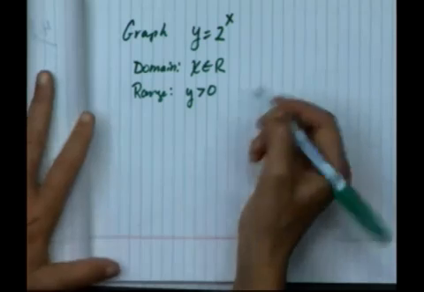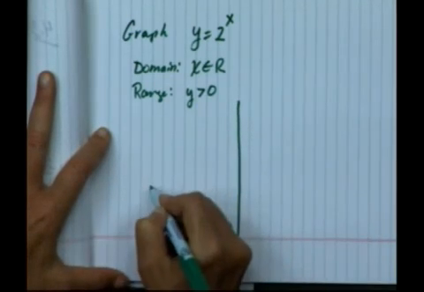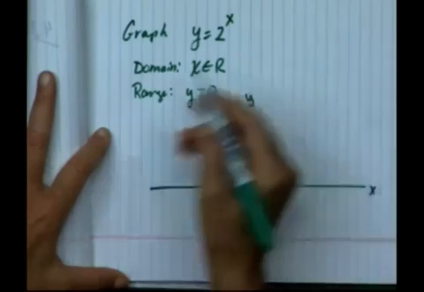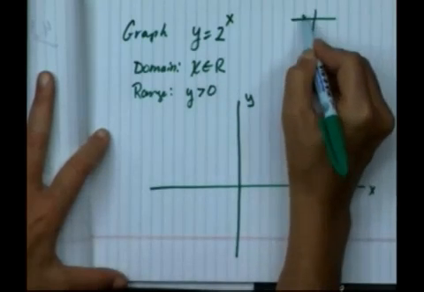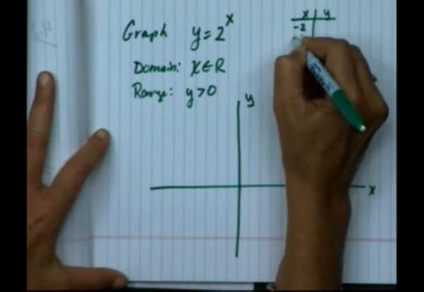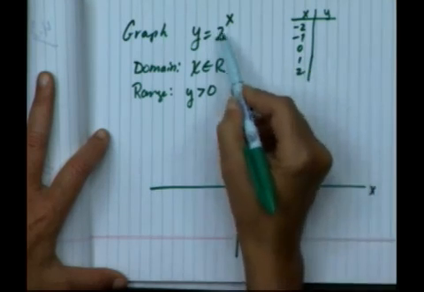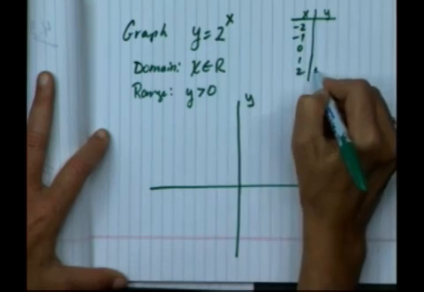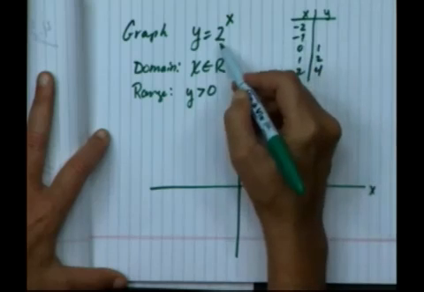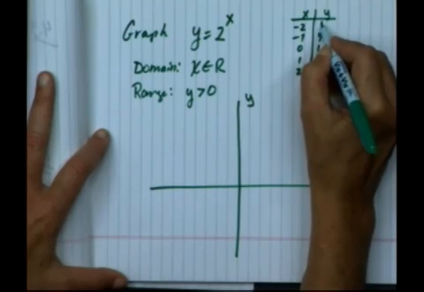All right, let's just plot a few points and get a visual on this one. We'll plot a few points, see what's happening. We'll pick -2, -1, 0, 1, 2. I'll start the other way. 2 squared is 4. 2 to the first is 2. 2 to the 0 is 1. 2 to the negative 1 is 1/2. 2 to the negative 2 is 1/4.